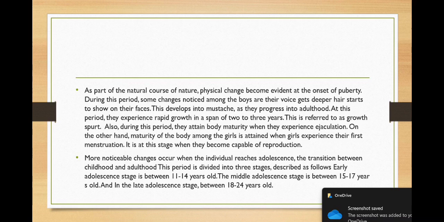More noticeable changes occur when the individual reaches adolescence, the transition between childhood and adulthood. This period is divided into 3 stages, described as follows: early adolescence stage is between 11 to 14 years old. It has been observed that during this period, adolescents would rather tell their stories to their peers rather than to their family.